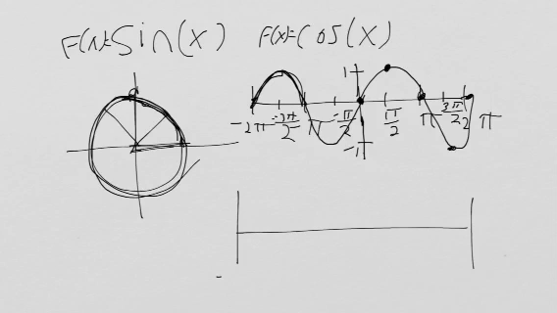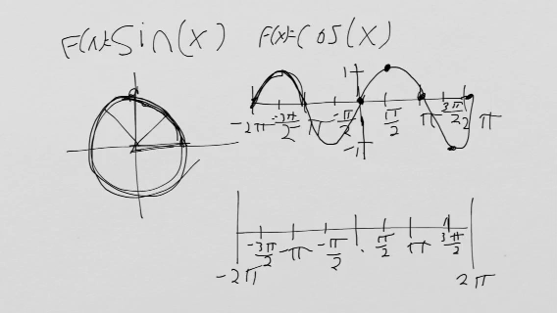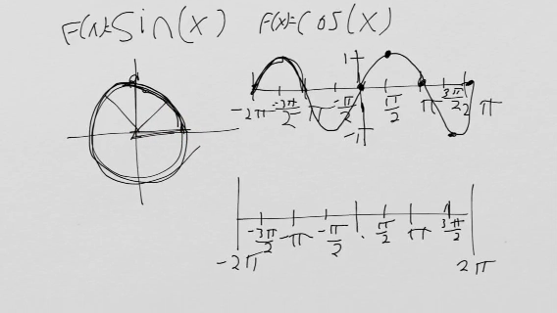Okay, here's negative 2 pi. 2 pi. Alright, so then cosine, when we start at 0, cosine of 0 is 1. When this angle is 0, we're down here on the x-axis, which is 1. So cosine actually starts up at 1. Here's negative 1.